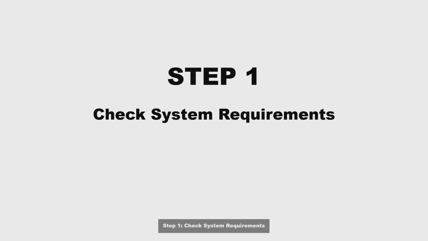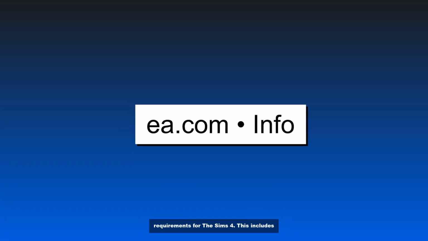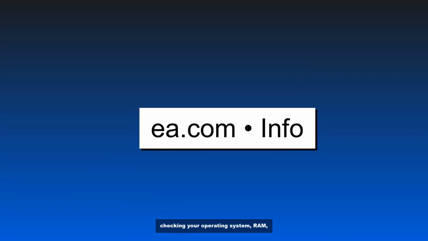If you're experiencing the installation loop error 2026 in The Sims 4, follow these steps to troubleshoot and resolve the issue. This guide will help you get back to playing your game smoothly. Step 1. Check system requirements. Ensure your computer meets the minimum system requirements for The Sims 4. This includes checking your operating system, RAM, processor, and graphics card specifications.